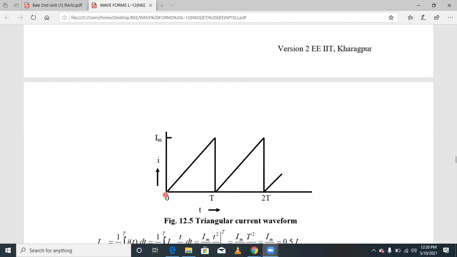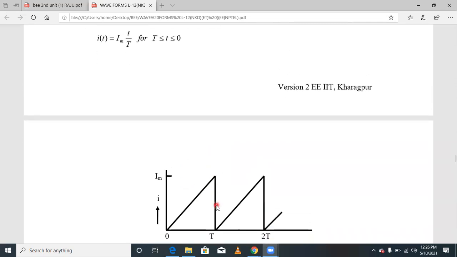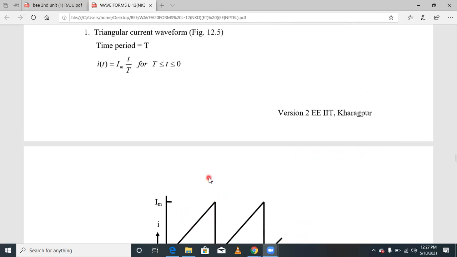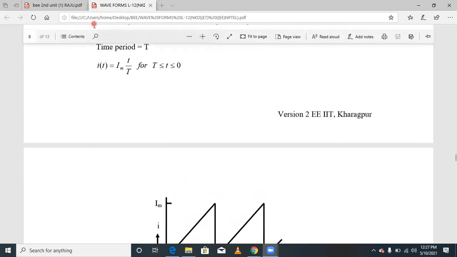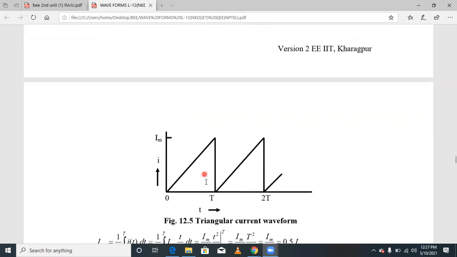What are the coordinates here? 0 comma 0, and T comma Im, that is x1 y1 and x2 y2. You know well how to find the slope: y minus y1 equals y2 minus y1 by x2 minus x1 into x minus x1. So i(t) is equal to Im by T into t. This is the waveform expression.